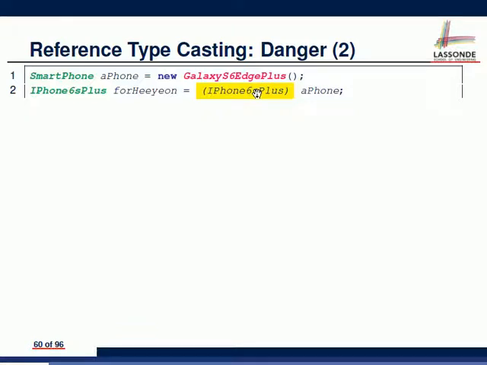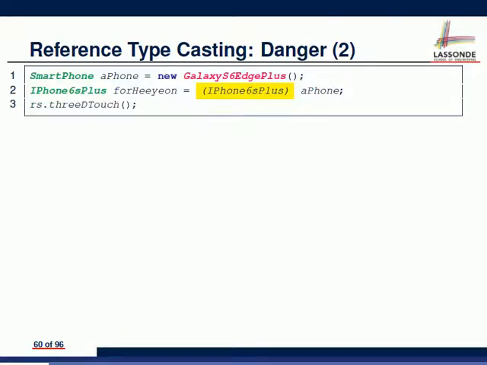Guys, are you okay with these two examples so far? Please ask questions before I give you the rules. Instead of declaring the static type as smartphone, you just declare it right away as iPhone 6s Plus. Are they going to compile or not?